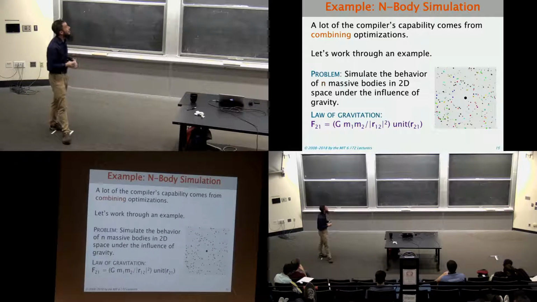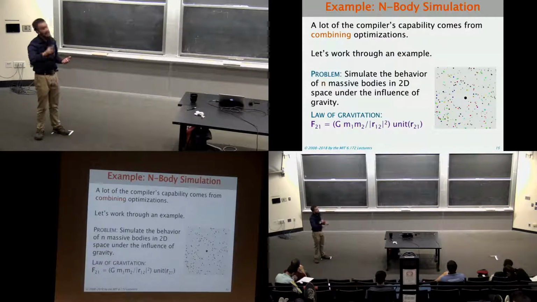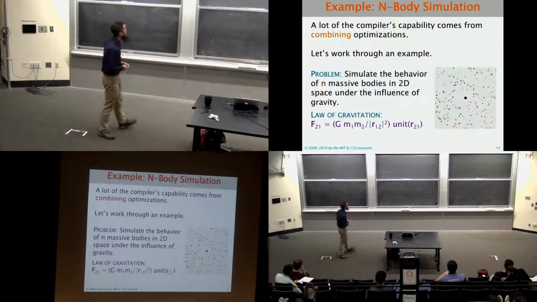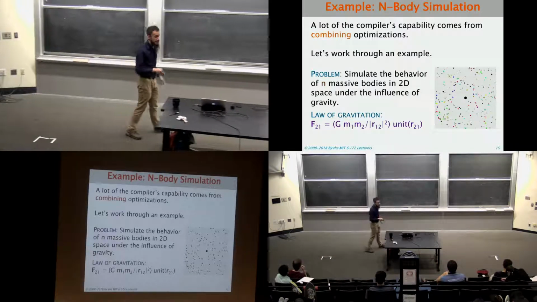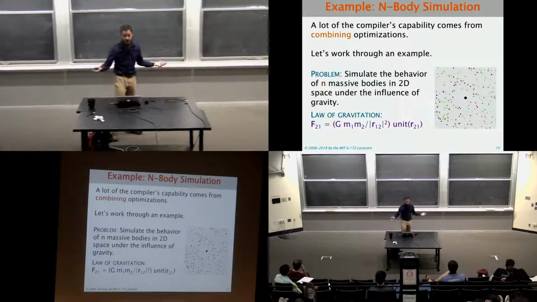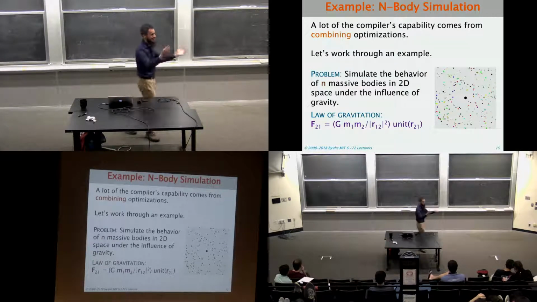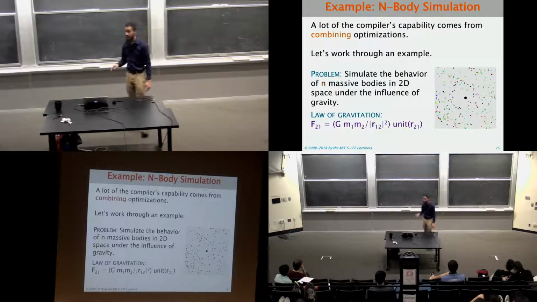And this running example will be some code that I stole from, I think it was a serial program that simulates the behavior of n massive bodies in 2D space under the law of gravitation. So we've got a whole bunch of point masses. Those point masses have varying masses. And we just want to simulate what happens due to gravity as these masses interact in the plane.